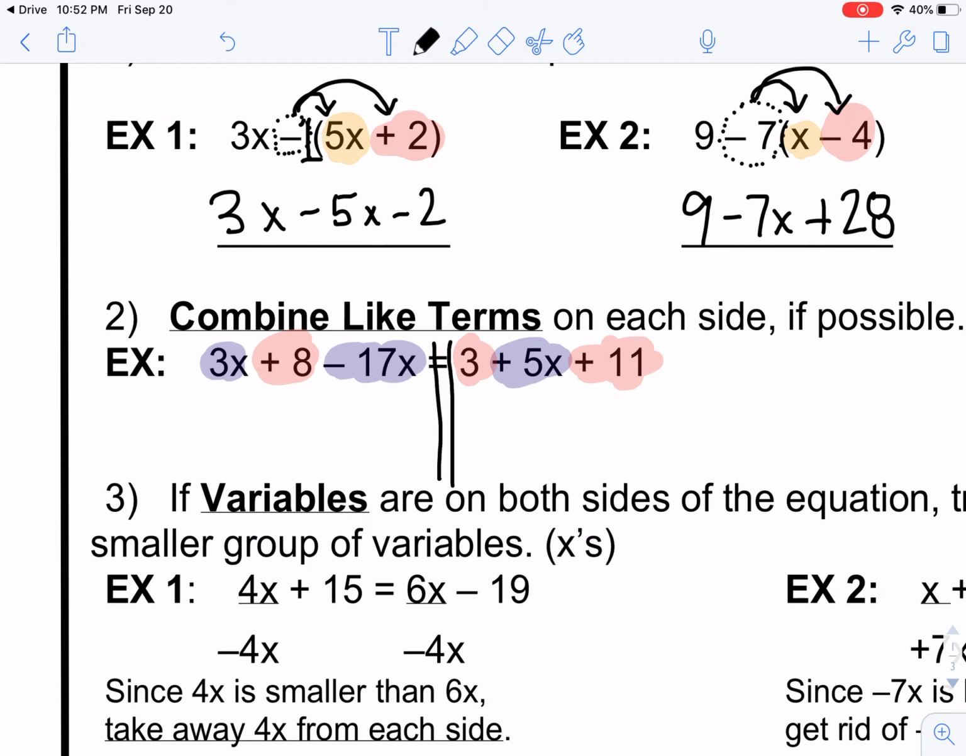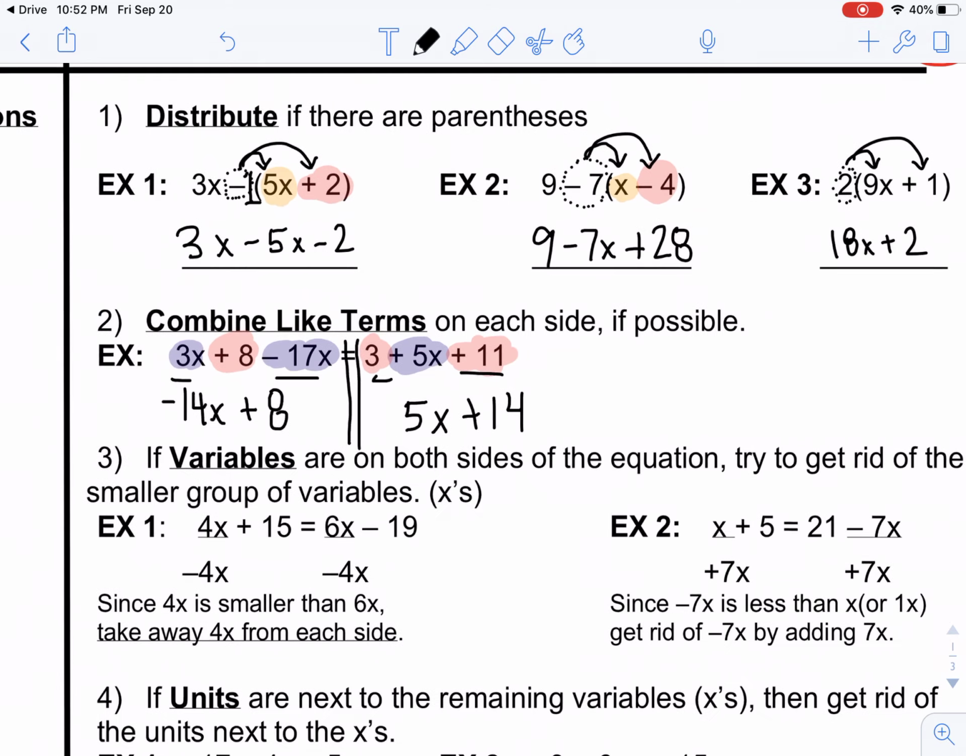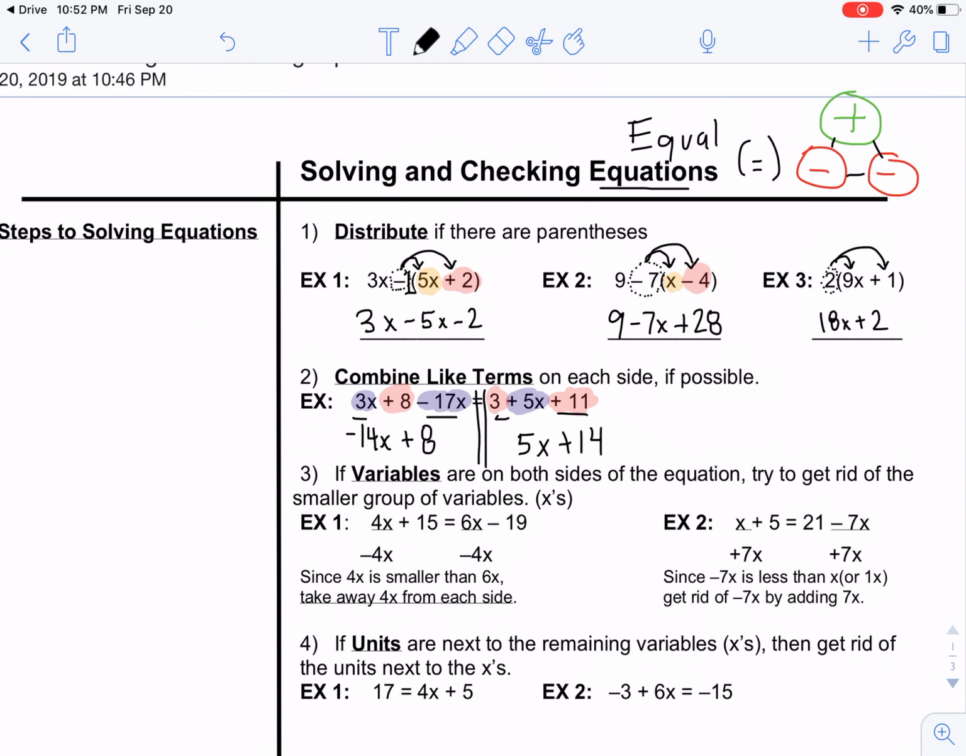And what we're going to do right now is combine 3x minus 17x. That gets us negative 14x. Now we have to combine 8, but there's nothing to combine it with, so we can keep it as 8. On the other side of the equal sign, we can combine the units, but there's nothing to combine 5x with, so we're going to keep 5x, and 11 plus 3 is 14. That's the second step. So first we distribute if there are parentheses, second we combine like terms.